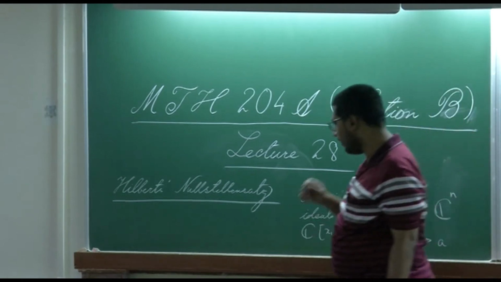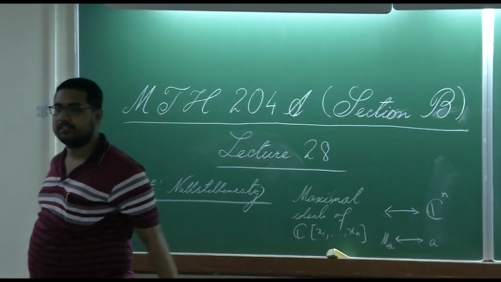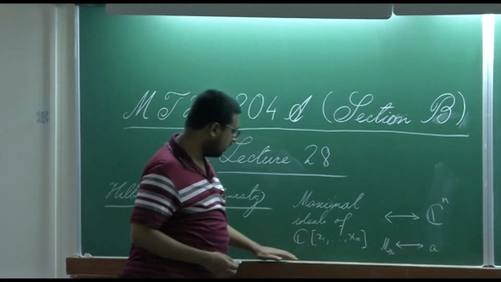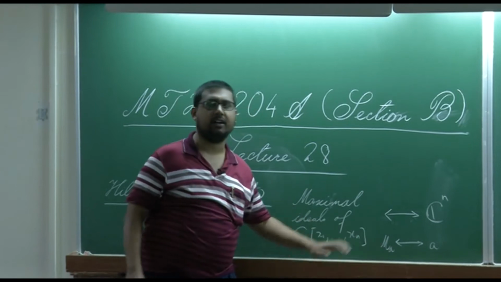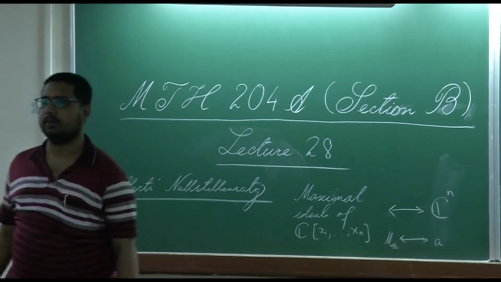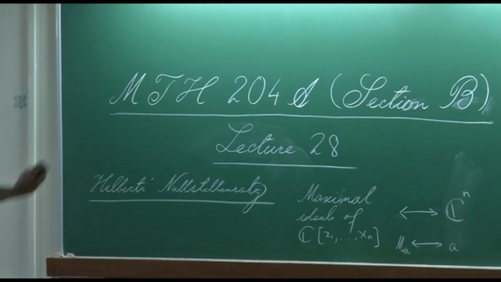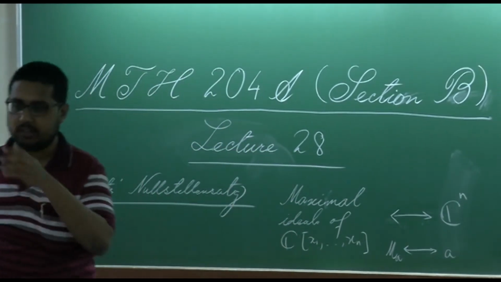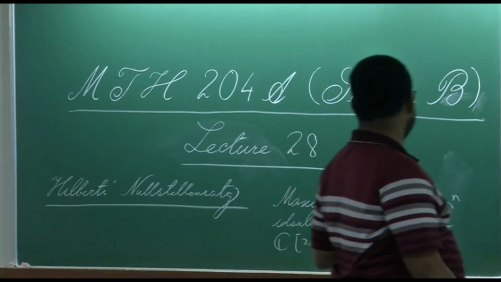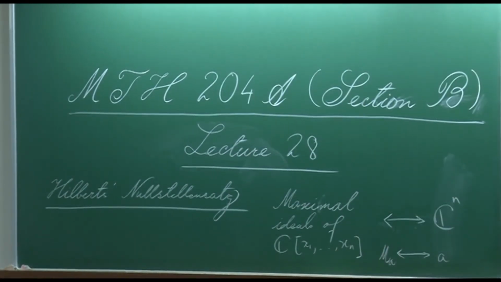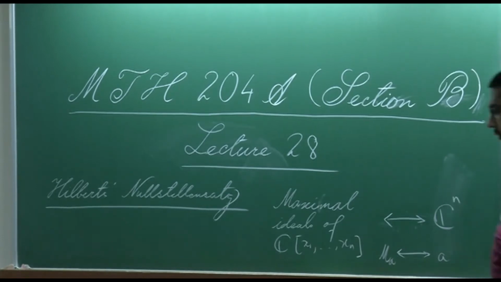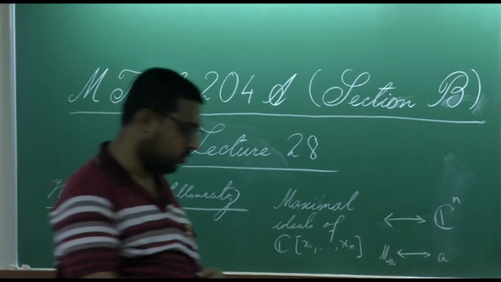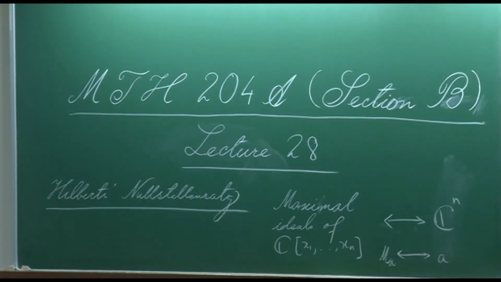Recall that in the previous lecture we proved Hilbert's Nullstellensatz, which says that for any natural number n, if we take the polynomial ring with n variables over the field C, then the maximal ideals of the polynomial ring are in one-to-one correspondence with the points of the complex n-space. As I have already said, Hilbert's Nullstellensatz provides us with a very important link between algebra and geometry. We will see an application for that.